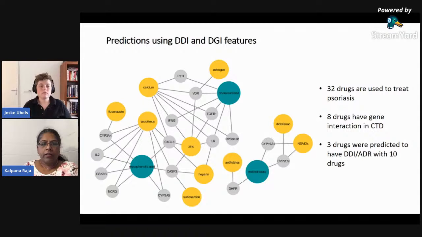The 3 drugs are shown in green circles: cholecalciferol, methotrexate, and mycophenolic acid. They show interaction with 10 other drugs that are shown in yellow color. One of the examples is estrogen, through intermediate genes. So that's what you see here. Between the two drugs, there is an intermediate gene.